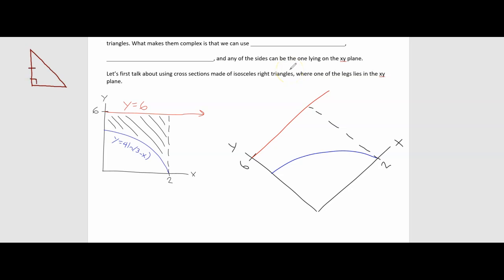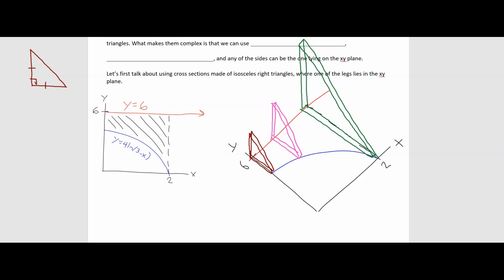Now, we are doing isosceles right triangles, which, if we just sketch one of those on paper, is going to look like this. Both the legs are going to be congruent. We're going to have a right angle. If one of the legs is in the xy plane, our triangles are going to look like this. So the hypotenuse is the one that's not face down, and we get a solid that starts looking like this. Because they're isosceles, we know that these sides are going to be congruent.